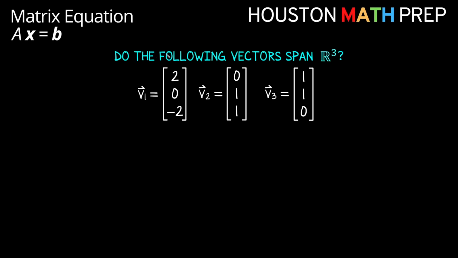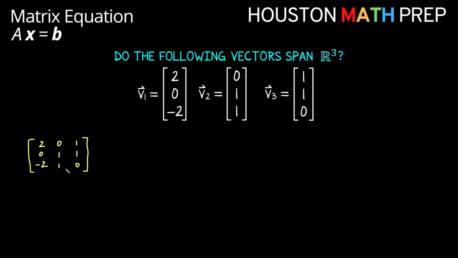Let's work through one more final example. Do the vectors here span 3-dimensional space? So we've got 3 different vectors here. If we go ahead and make our matrix A with these vectors v1, v2, v3 as the columns of A, then we will start with 2, 0, negative 2 as our first column, 0, 1, 1 as our second column, 1, 1, 0 as our third column. And no matter what vector we have for B, we want it to work. So remember, we just need a pivot in each of the rows in this matrix here.